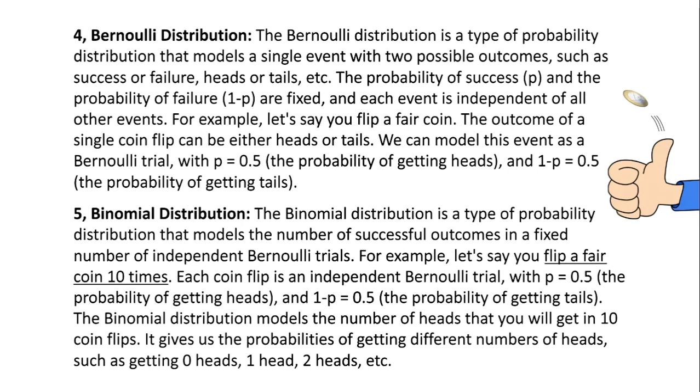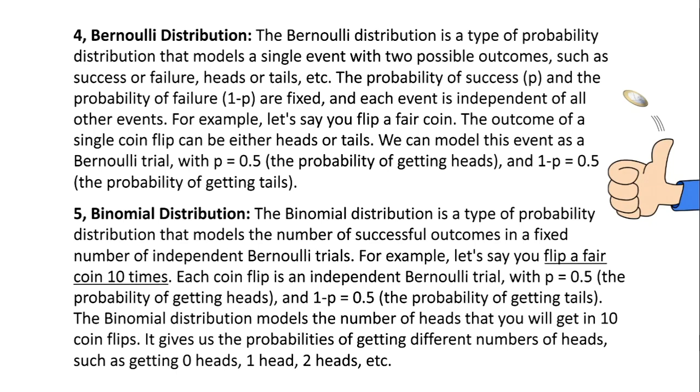Bernoulli distribution. The Bernoulli distribution is a type of probability distribution that models a single event with two possible outcomes, such as success or failure, heads or tails, etc. The probability of success, p, and the probability of failure, 1 minus p, are fixed, and each event is independent of all other events.